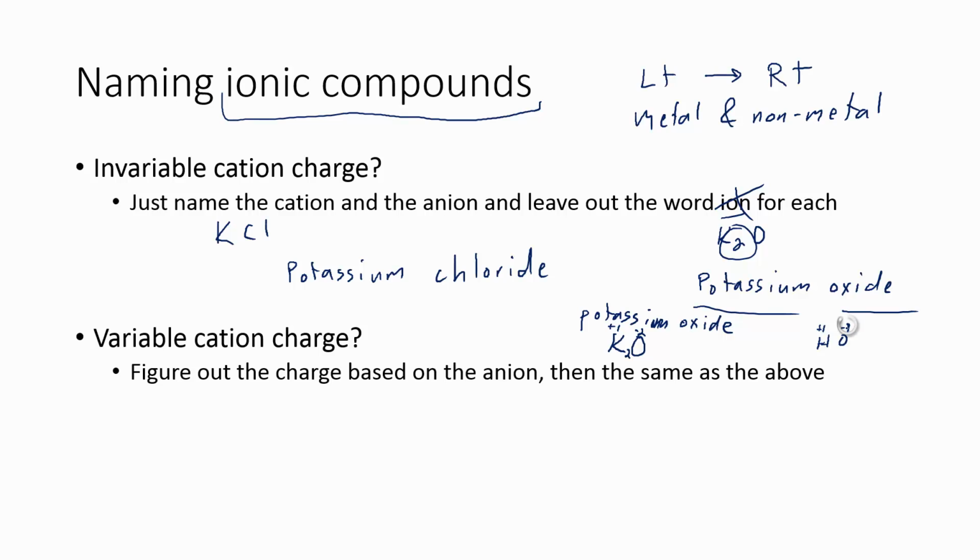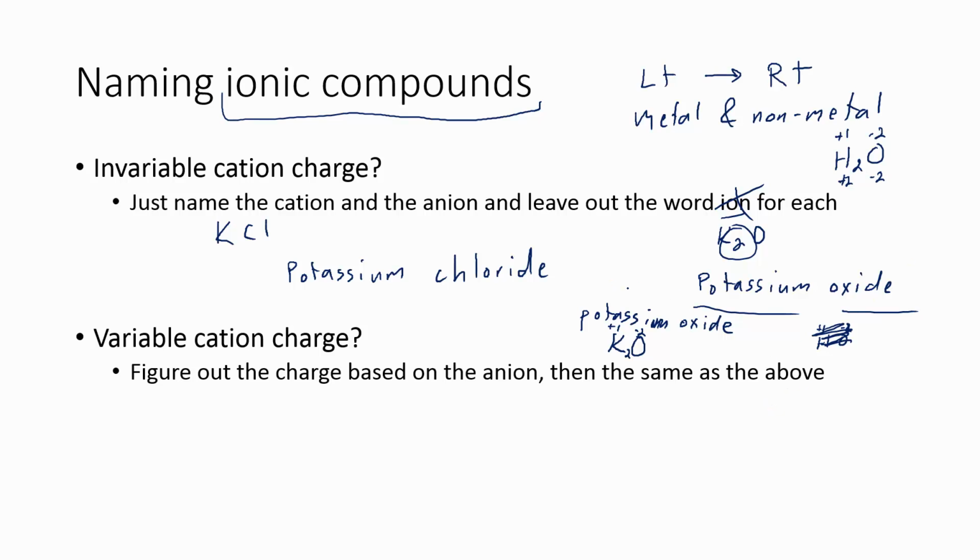Oxygen being minus 2. Write this up here. Oxygen being minus 2 with hydrogen being plus 1 means that I need 2 of the plus 1 hydrogens to have a total of plus 2 charge to balance out the minus 2 charge of the oxygens.